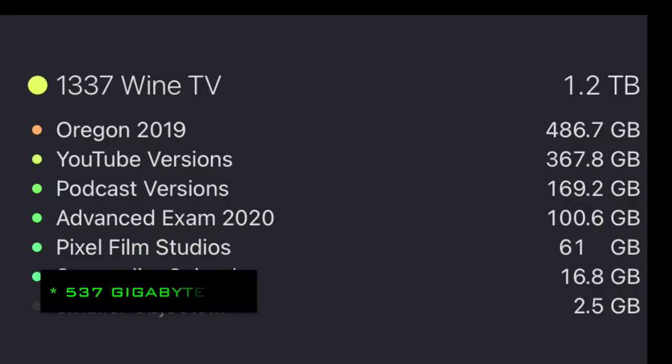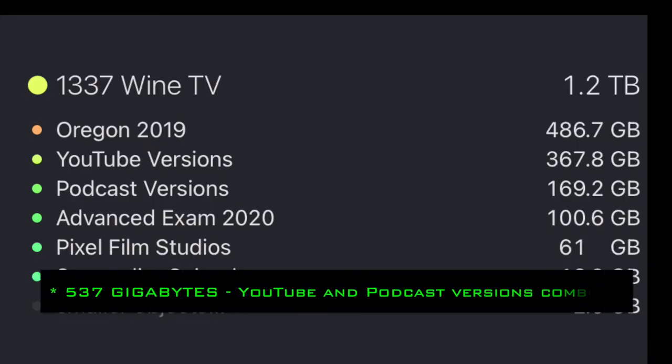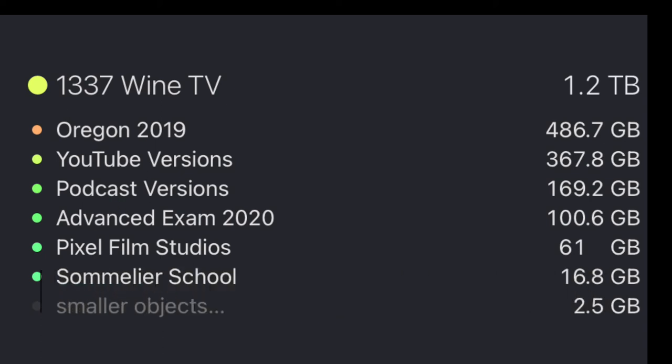I can tell you that the Leet Wines final cuts take up about 537 megabytes. That's actually not a lot. You'll see I have some folders with some original files still from 2019 and last year. These will eventually be deleted. I had plans for them, but my plans have changed.